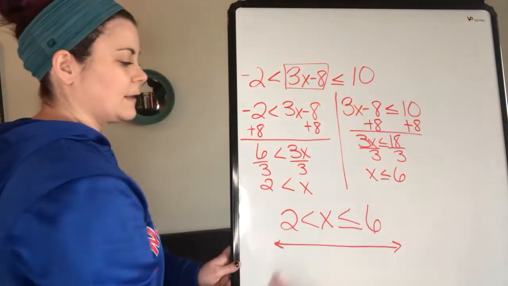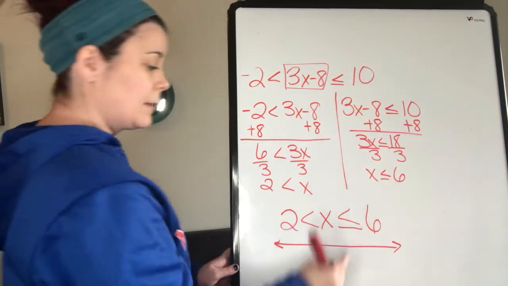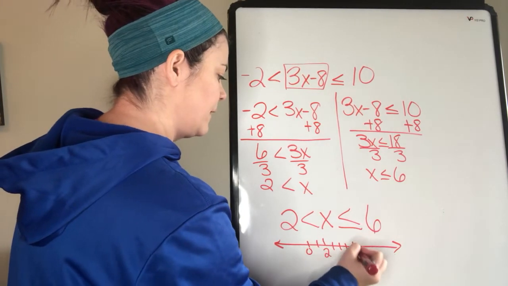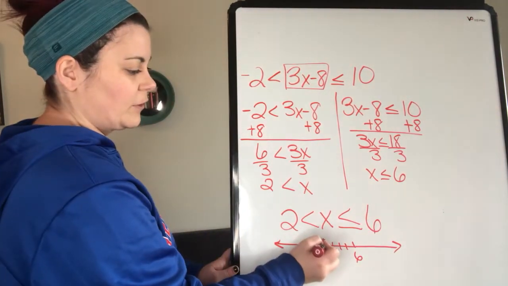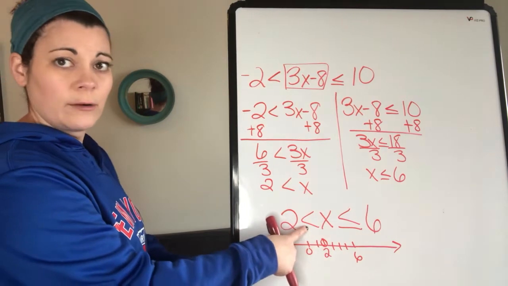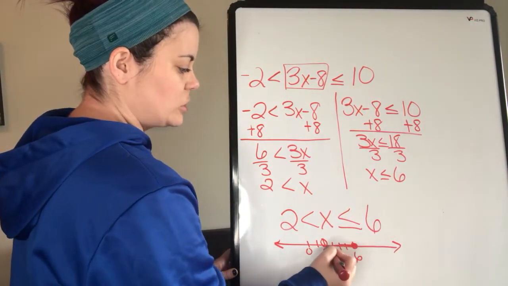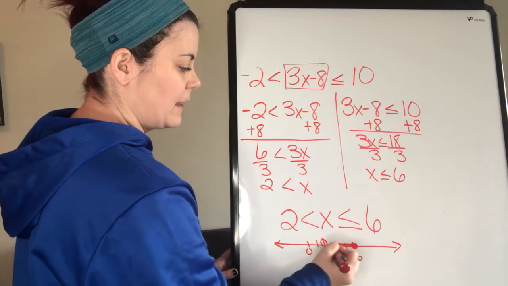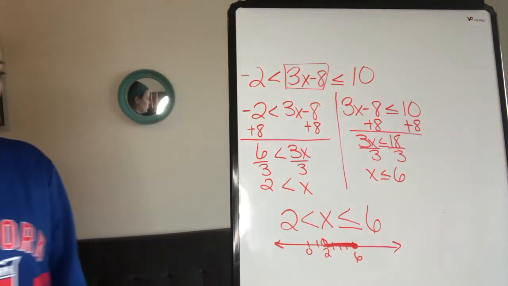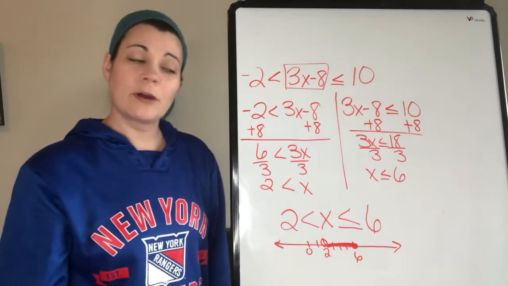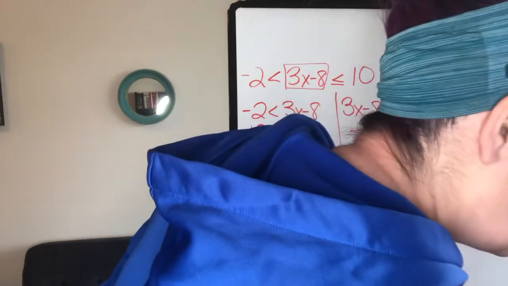Since it's written like this, I know it's going to be between 2 and 6. So here's 0, 1, 2, 3, 4, 5, 6. It's an open circle on 2 because it doesn't have an or equal to, and a closed circle on 6, and then we shade in between because it's an and. Shade in between. So that's how you graph it. Okay, that's how you graph and inequalities.